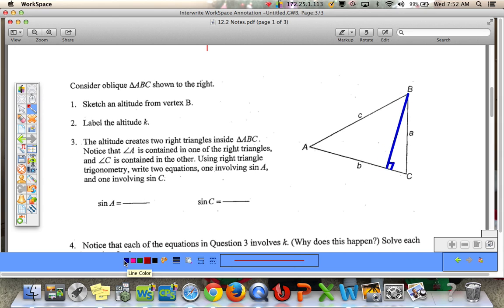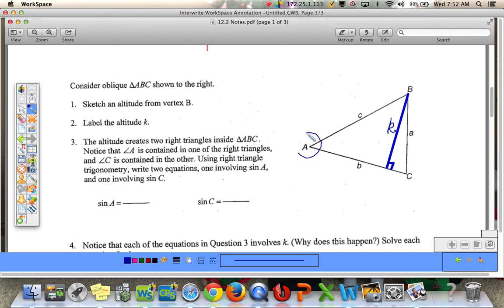Label the altitude K. All right, so there it is, K. The altitude creates two triangles inside triangle ABC. Notice that angle A is in one of the triangles and angle C is in the other. Using right triangle trig, SOHCAHTOA, write two equations, one involving sine of A and one involving sine of C.